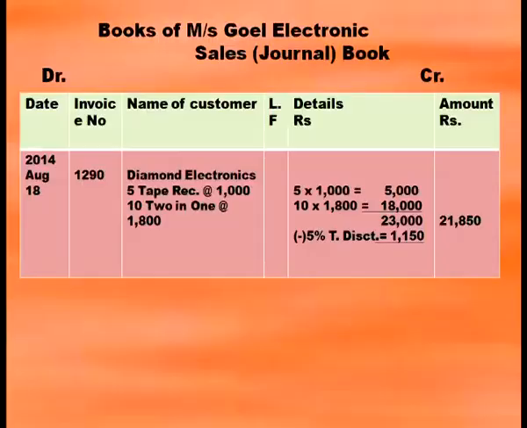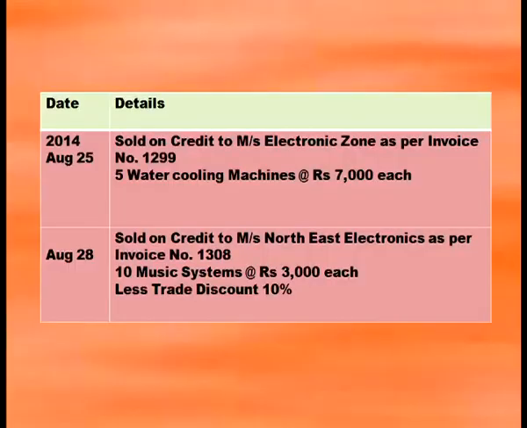So, relating to Diamond Electronics, it should be recorded in the sales book. In the sales book, you have to write date, invoice number, name of the customer as Diamond Electronics and its details in the details column after deducting the trade discount. Net amount will come in the amount column. Some more transactions relating to that question itself. Sold on credit to Messrs Electronic Zone. So, this will come in which book? It will come in sales book.